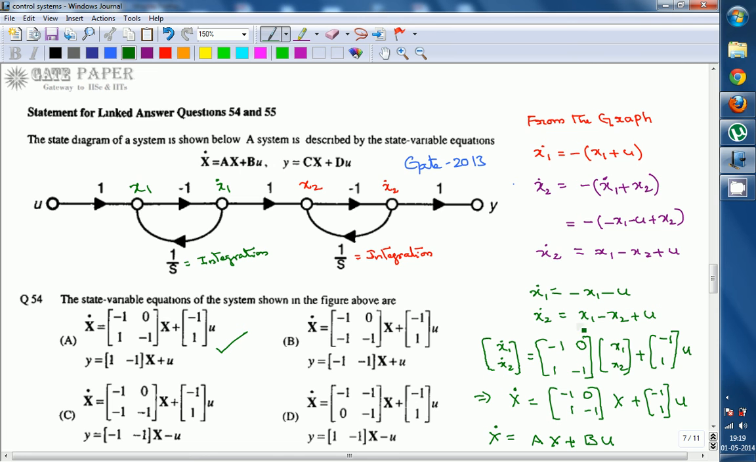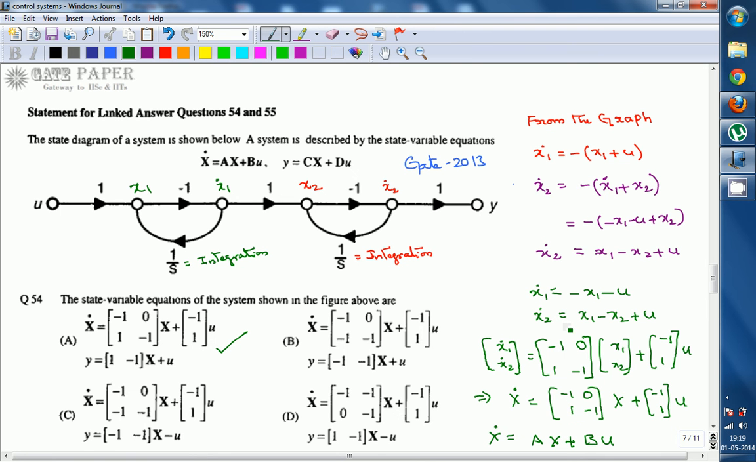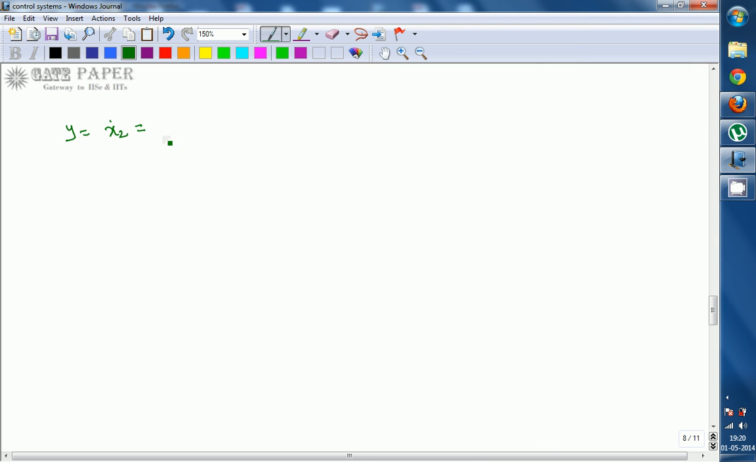Here we have that y equals to x2 dot multiplied with 1. So we can write y equals to x2 dot. We know that x2 dot equals to x1 minus x2 plus u. So this is equal to x1 minus x2 plus u.